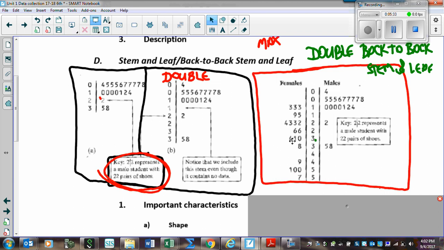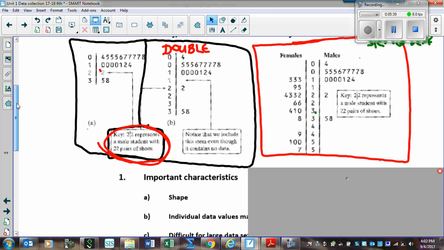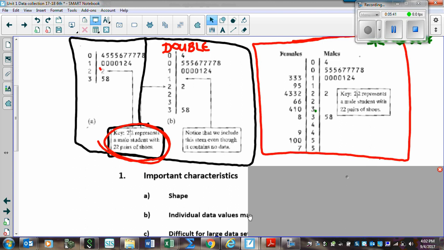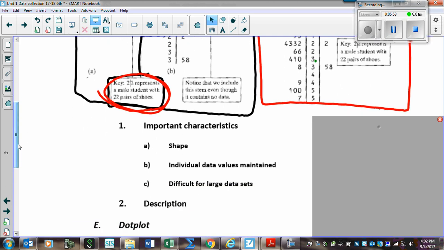So we can tell the shape of the distribution. Again, we haven't worked with that a whole lot here, but we can tell the shape of the distribution. We still have all of the individual data values. Now it's kind of tough for a large data set, because if we had thousands of males and thousands of females, boy, that would be a lot of leaves to be writing. So that gets to be a little bit much.